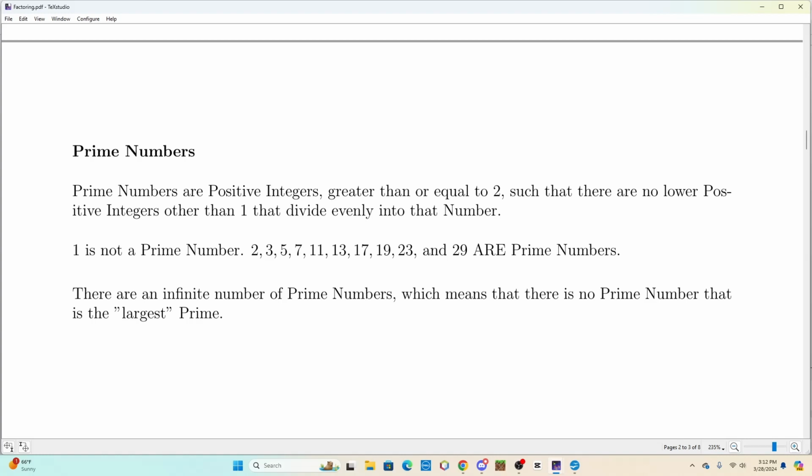The lowest prime numbers are 2, 3, 5, 7, 11, 13, 17, 19, 23, and 29. Definitely memorize as many of these as you can. This will make problems easier to understand and easier to solve. There are an infinite number of prime numbers, which means that there is no prime number that is the largest prime.